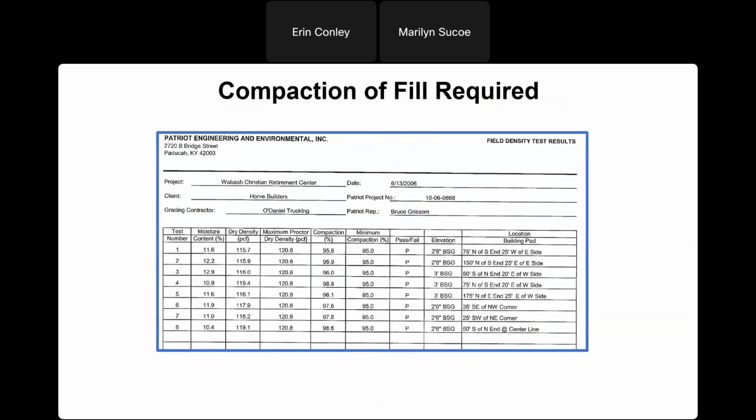This is an example of some compaction testing that was done for a building in Southern Illinois as they were adding the fill for a slab building, to show that the fill was compacted to 95% Proctor.